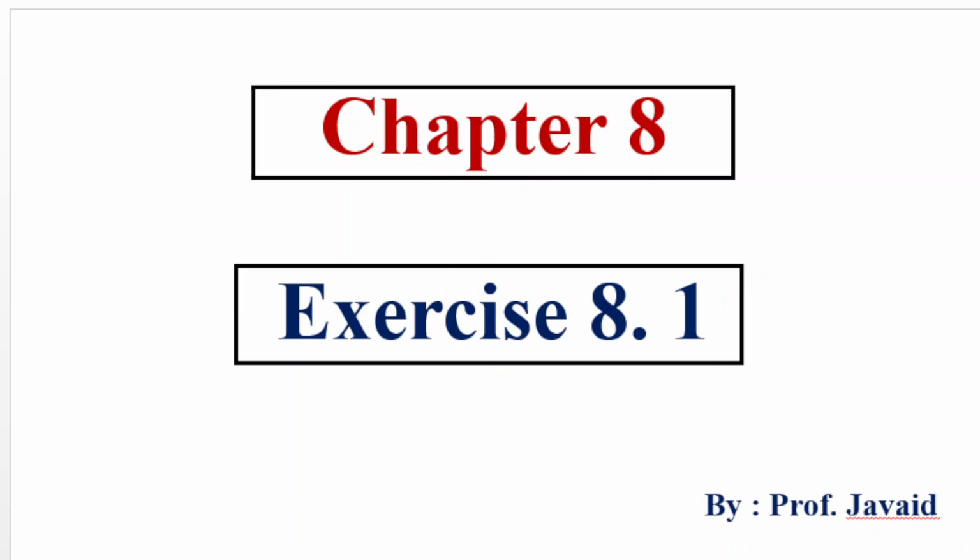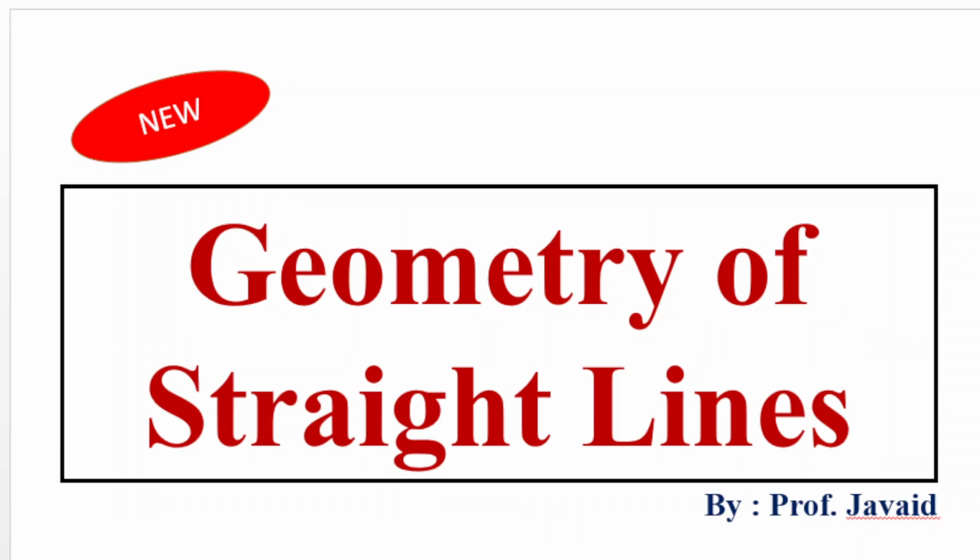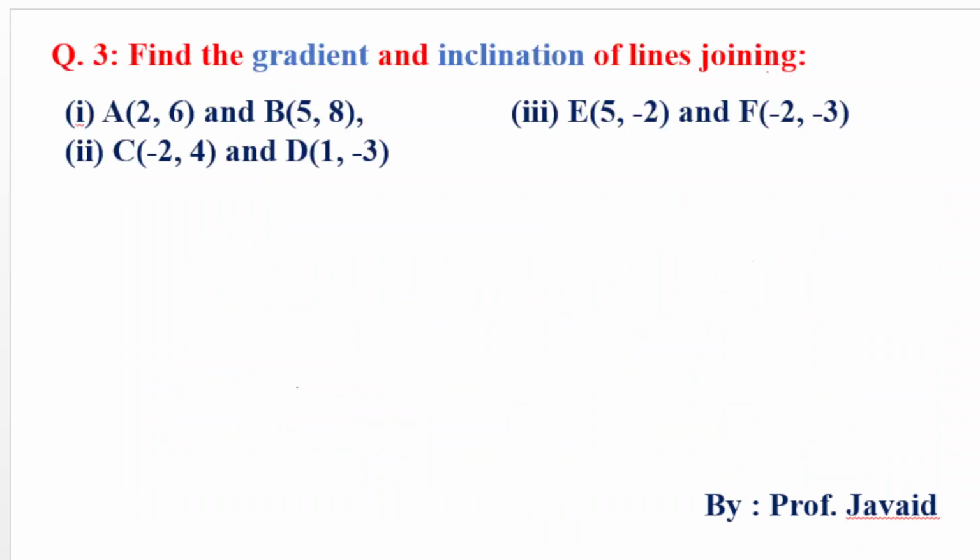So, we are at 8.1. Today we are going to start our question 3. Question 3 is about finding the gradient. Today we have to find the gradients in a new way. It is given: find the gradient and inclination, the two things that we have to find of the given lines joining.